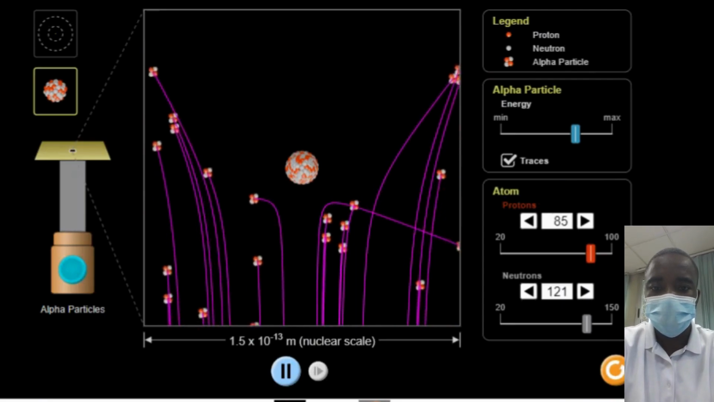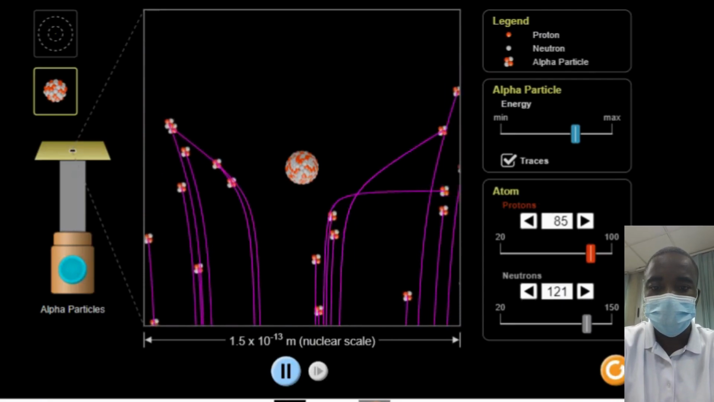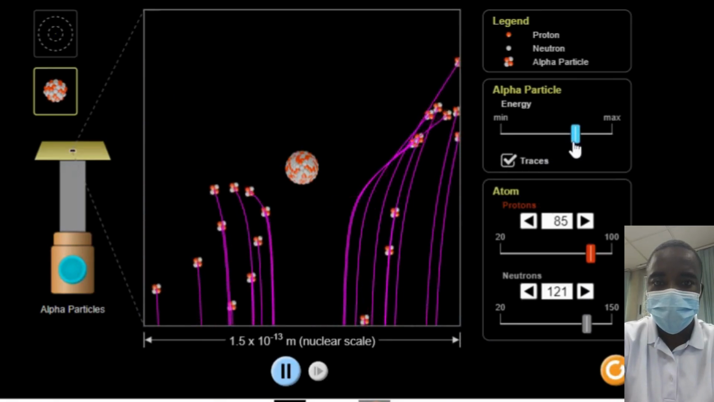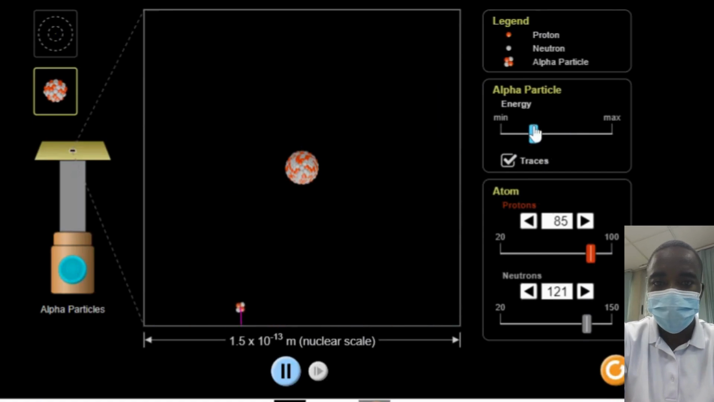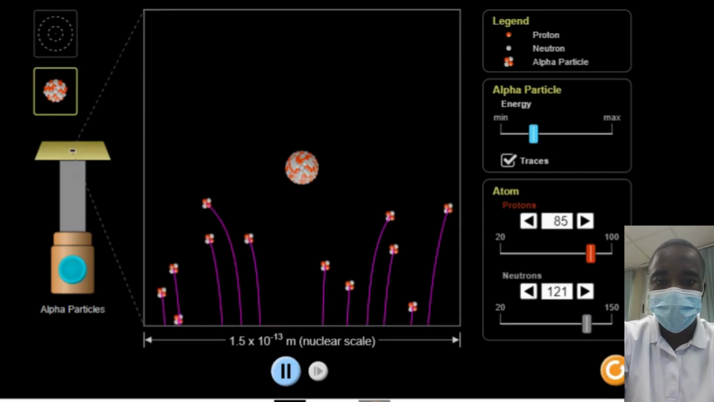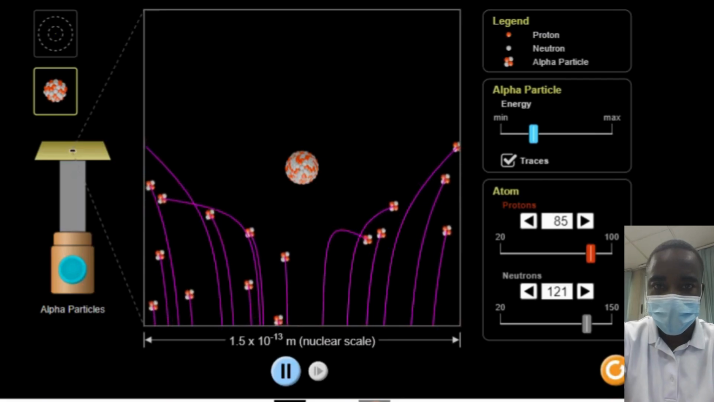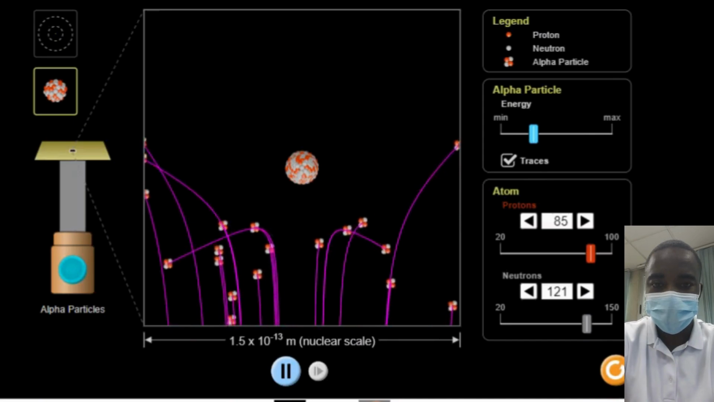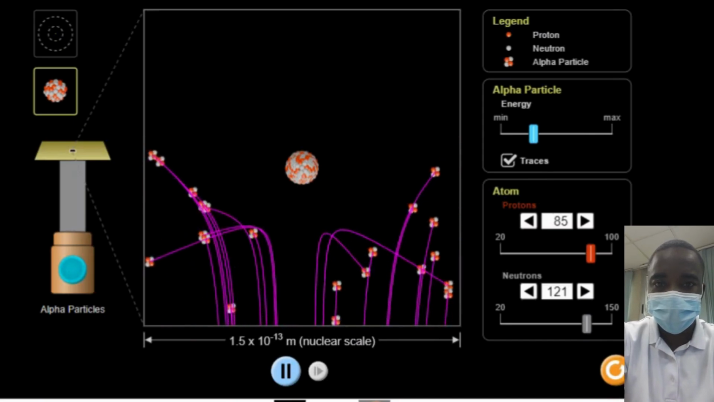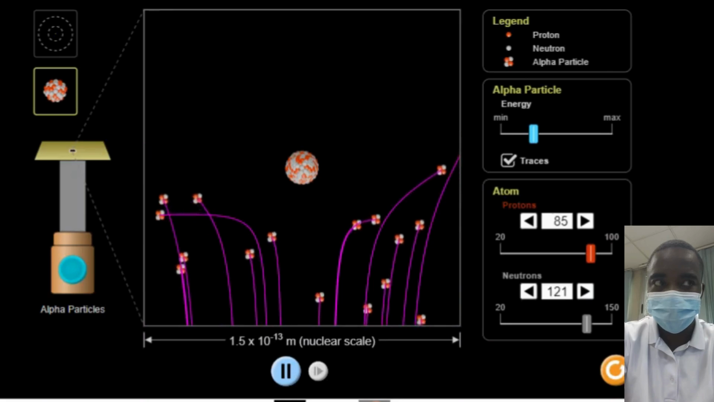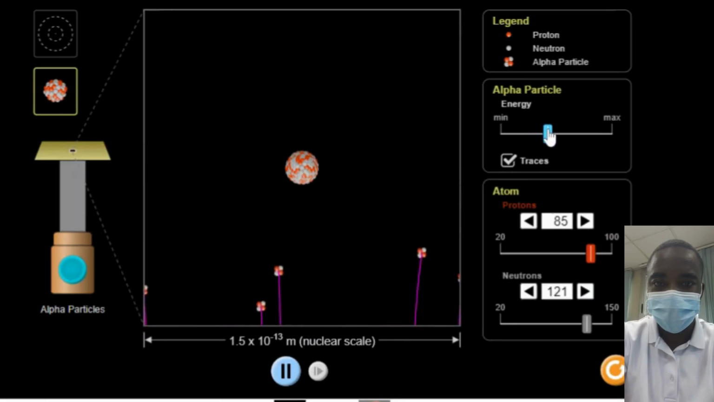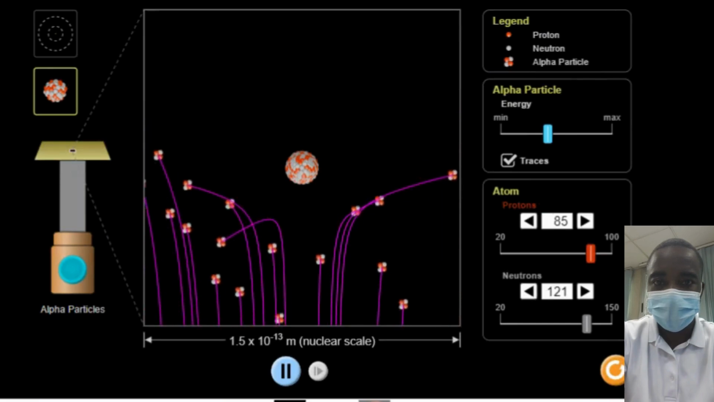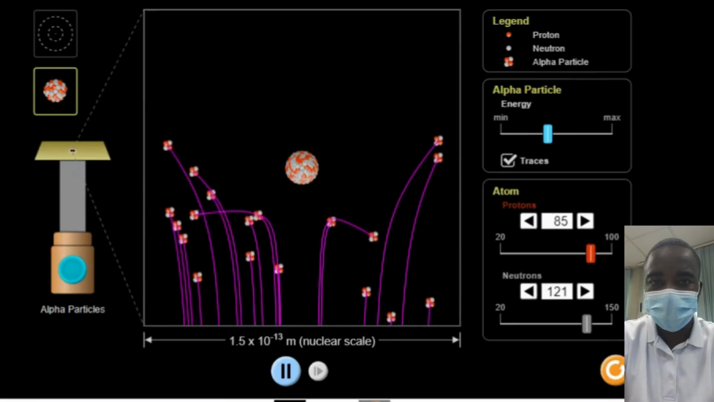The Rutherford model, proposed by Ernest Rutherford, suggested that the atom has a small, dense, positively charged nucleus surrounded by a cloud of negatively charged electrons. The simulation, therefore, allows students to observe how the behavior of alpha particles supports this model. This simulation allows students to observe the deflection of alpha particles as they approach the nucleus of an atom. This deflection is caused by the electrostatic repulsion between the positively charged alpha particles and the positively charged nucleus.